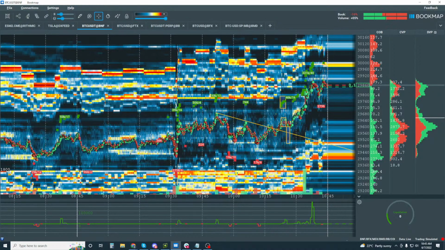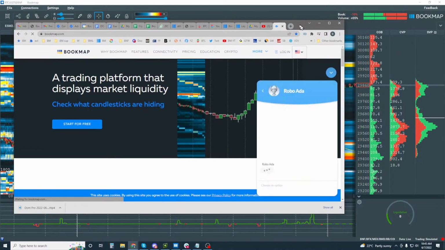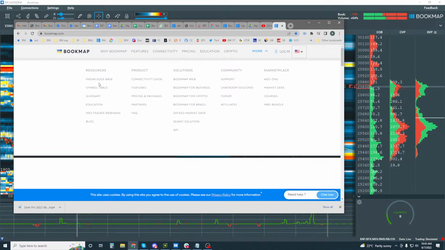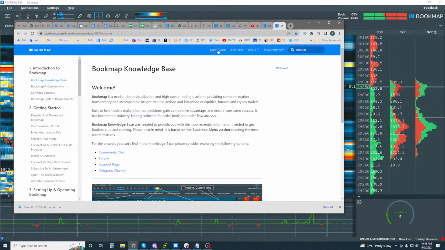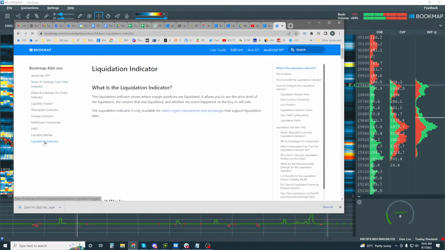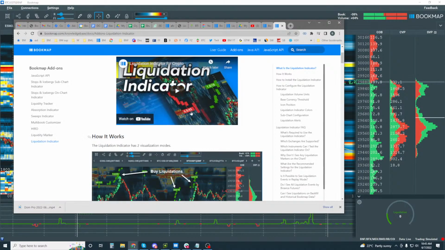If you have any questions about this liquidation indicator, let me show you where you can find it. Okay, you go to bookmap.com, and then go to the More button here, and then click on Knowledge Base. The Knowledge Base is the go-to section for our user guide. That throws you into the user guide section right here, but we want to go to the add-on section. So click on that. And now you're in the add-on section, and all the add-ons are here in the left margin. So click on Liquidation Indicator down here at the very bottom, and that'll take you to that section. And then the right margin is showing a breakdown of what's in the article here.